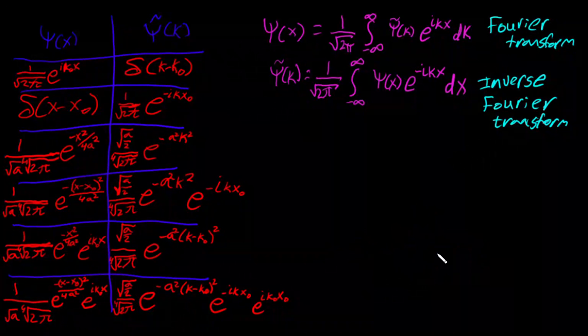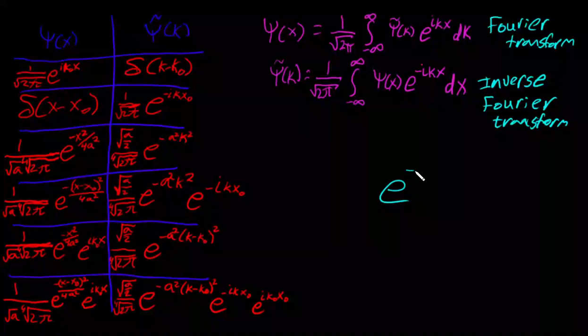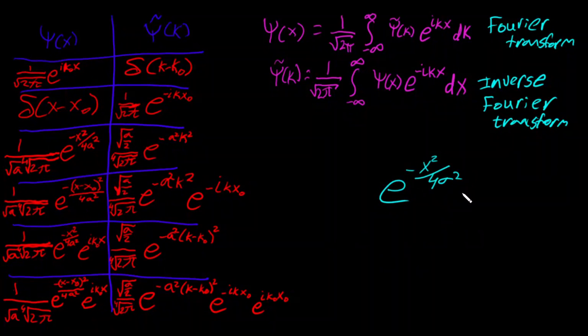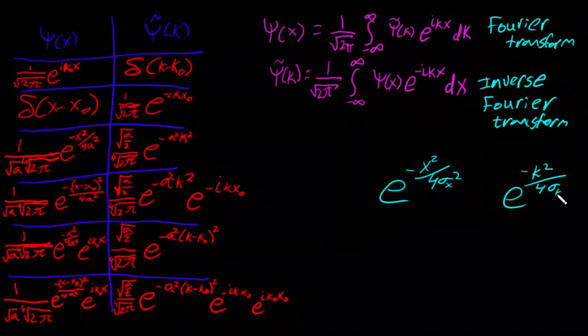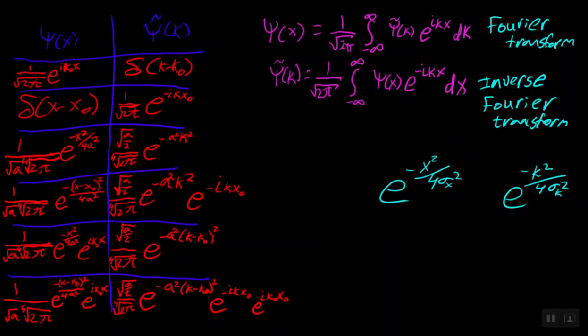Now, previously I said that we had a Gaussian, right? It had the form e to the minus some constant times e to the minus x squared over 4 sigma squared, or I'll say 4 sigma x squared. Or we could have e to the minus k squared, and this could be x minus x naught, whatever, over 4 sigma k squared. So this sigma, the standard deviation, is a measurement of uncertainty, right?